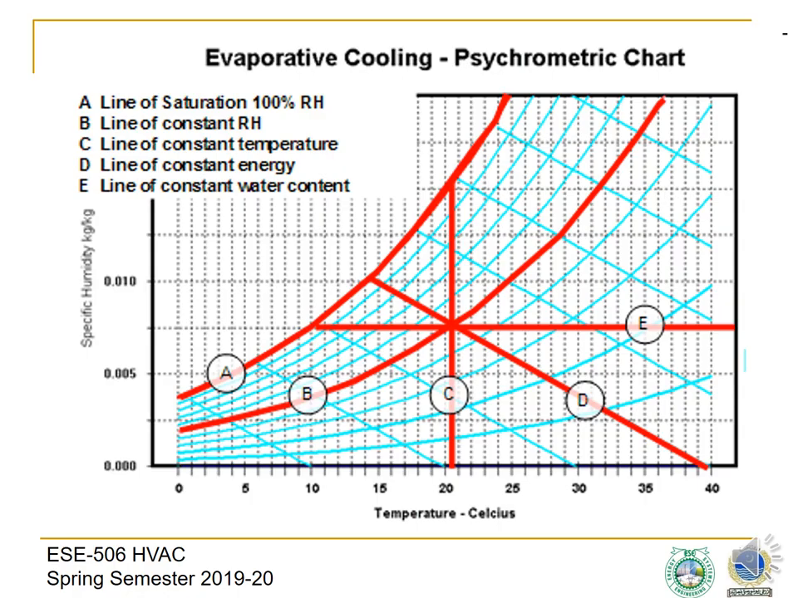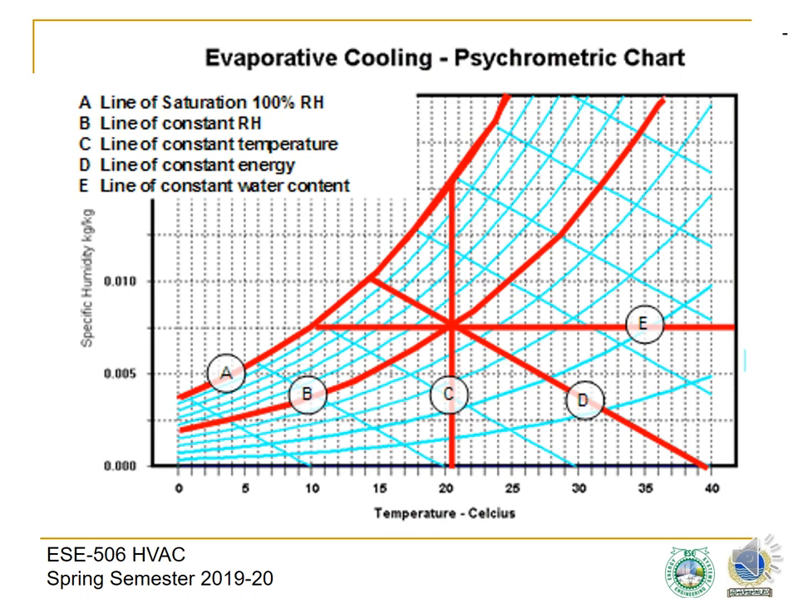So this slide is actually for the test of the students. And there are different lines drawn on the psychrometric chart in red color. And here one can understand how these lines can be named. For example, there is line A. So we can say line of saturation or 100% relative humidity line. And we can see there are other lines, 90%, 80%. So A is the line of 100% relative humidity.